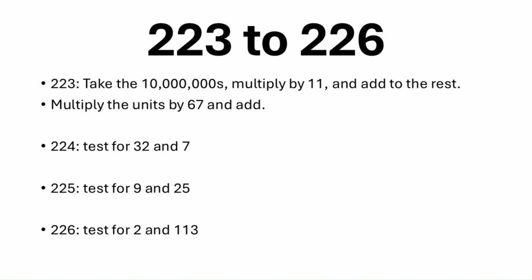223, take the 10 millions, multiply by 11, and add to the rest. Multiply the units by 67 and add.